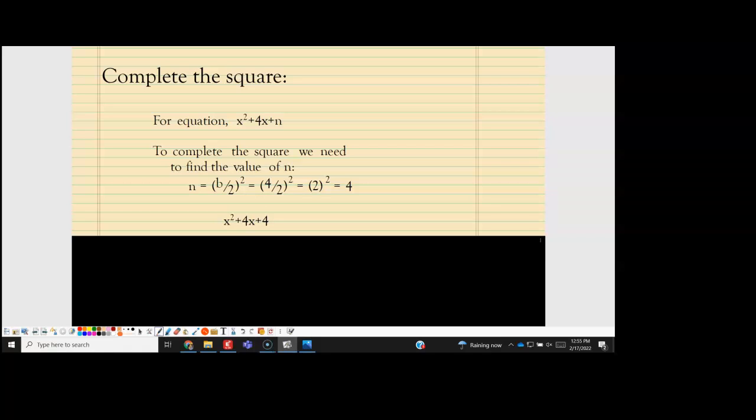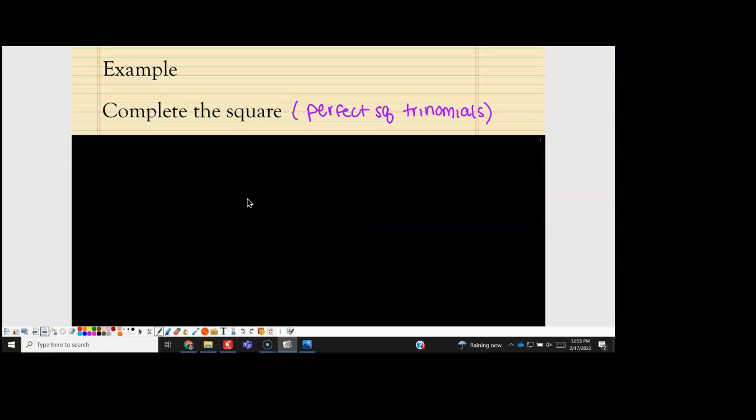Does that make sense? So by adding that 4, you've created a perfect square trinomial, which means it will factor as x plus 2, x plus 2, which is x plus 2 squared. All right, so completing the square is a manipulation of perfect square trinomials. So what I want to do is complete the square for 1, 2, 3, and 4.